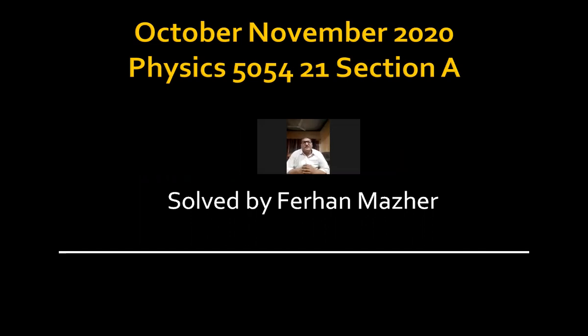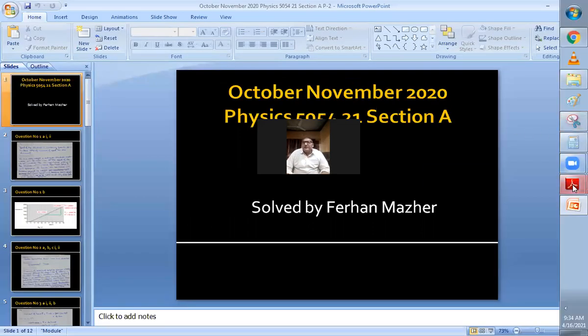It's O levels physics. And today we have set our hearts to solve the October-November 2020 2-1 paper. In this video, we will be solving section A of this paper. Section B of this paper we have already solved. It's uploaded on my YouTube channel, and you can find it there. So today we are going to solve the October-November 2020 Physics 5054 2-1 paper. This paper belongs to Zone 1. So let's start our paper.